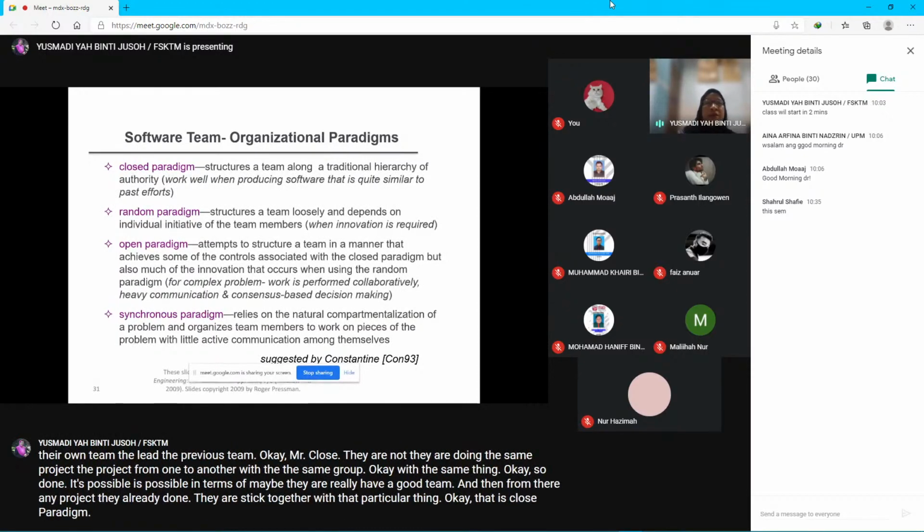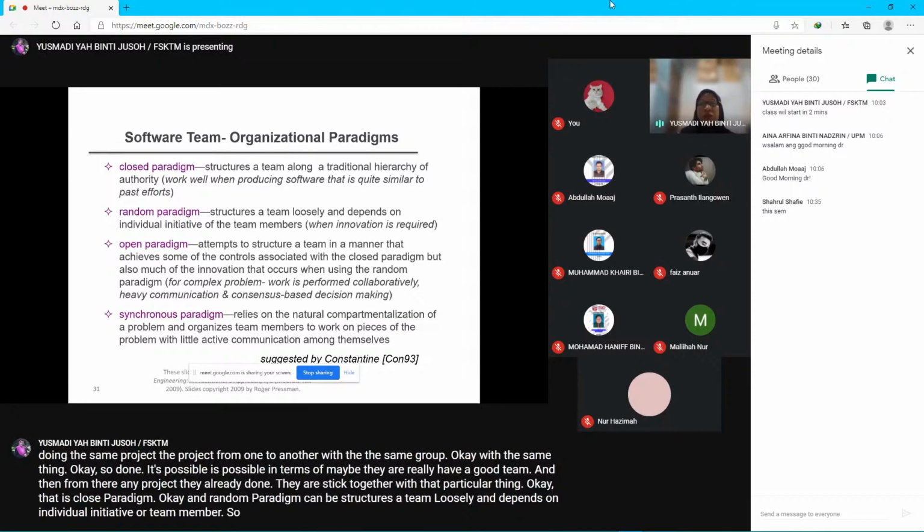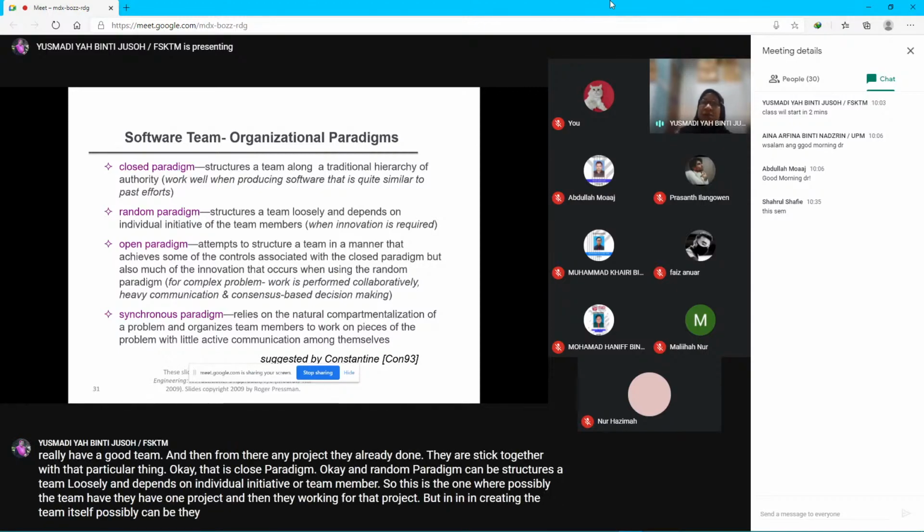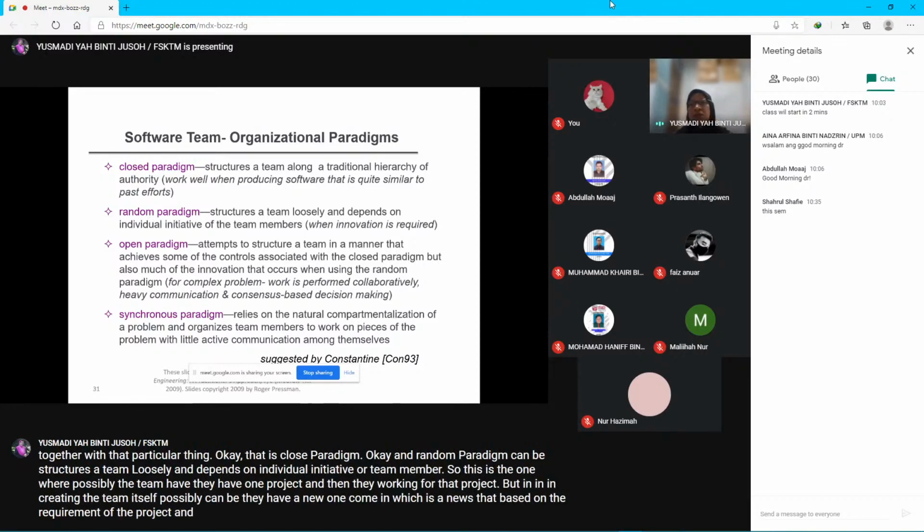Okay, and the random paradigm can be structured as a team loosely and depends on the individual initiative of the team members. So this is where the team has one project and they are working on that project, but in creating the team itself, possibly a new member comes in based on the requirement of the project, and they work together after that.